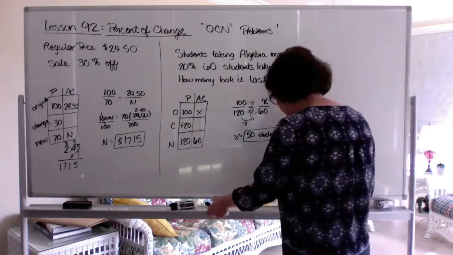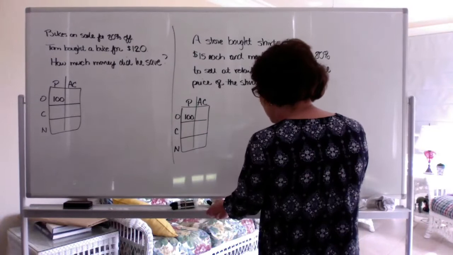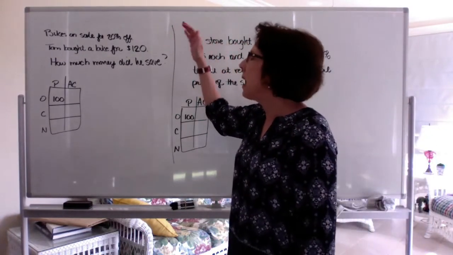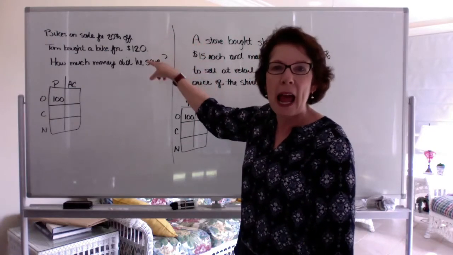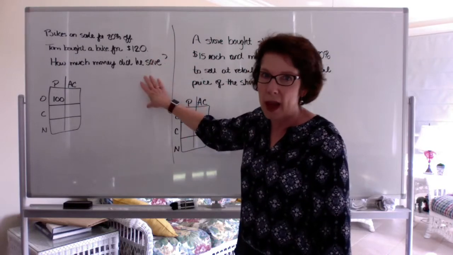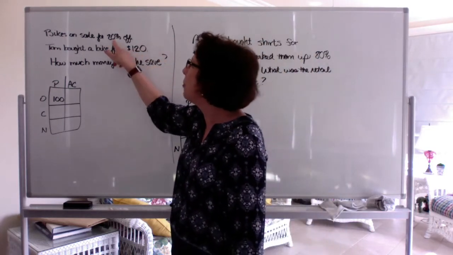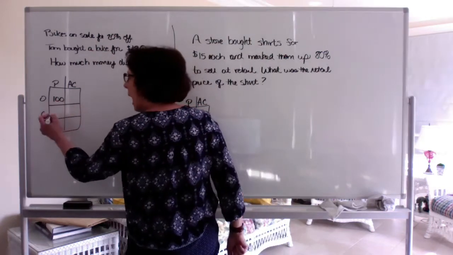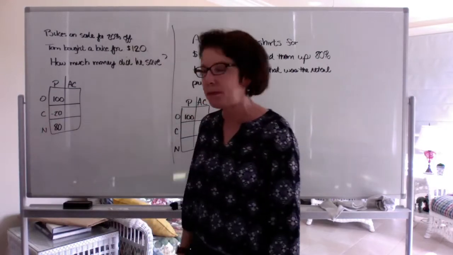Now let's go and look at a couple more problems real quickly on the other side here. And let's look at this type, because these can be kind of tricky. Bikes are on sale for 20% off. Tom bought a bike for $120. He bought it at the sale price. How much money did he save? Okay, this is a little tricky. Now, what do we know here? The percent is 20% and it's a sale. So I started with my 100, I already filled that in. I'm going to subtract 20% and my new percent is 80.